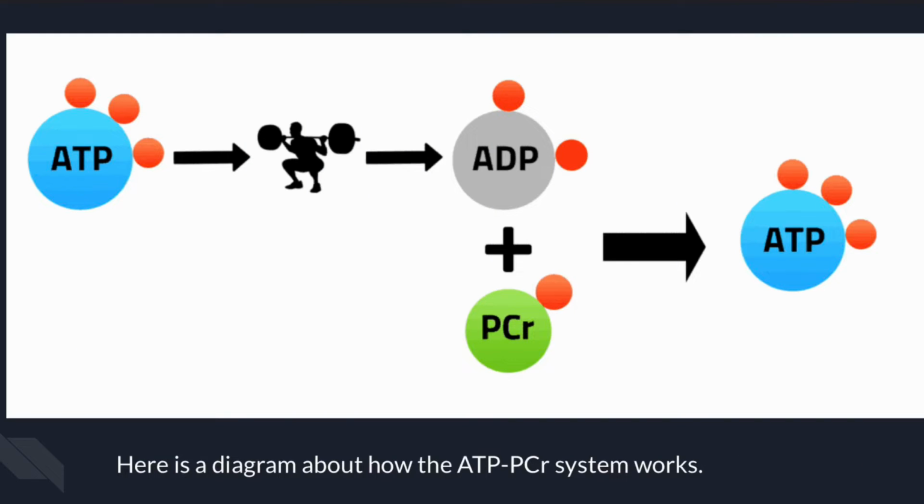As you can see, this is a diagram of how the ATP-PCr system works. ATP is required for the man to lift the heavy weight or to do the squat in the picture. Because of this, we're getting a donation of Pi from PCr to ADP to form more ATP for the man to lift or squat a heavy weight.